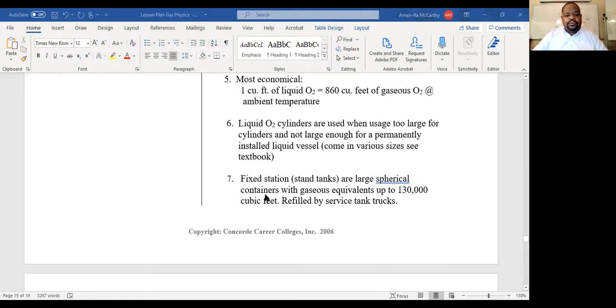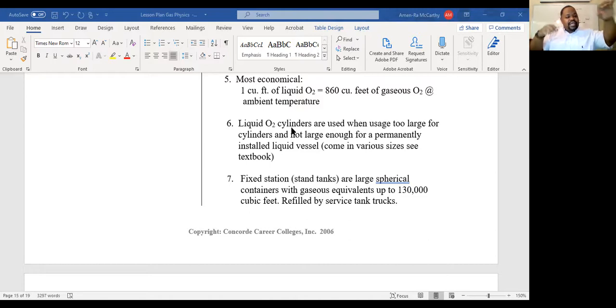Look at number 6. Liquid O2 cylinders are used when usage is too large for gaseous cylinders, and not large enough for a permanently installed liquid vessel. They come in various sizes. Not the big ones that are outside the hospital, but what if you have a company like the one I worked for, with the lasers? They didn't have enough work to need a liquid O2 tank bolted down to the ground outside like a hospital, but they needed more than just a little E-size tank over your shoulder. So in between, we can use liquid O2 cylinders.